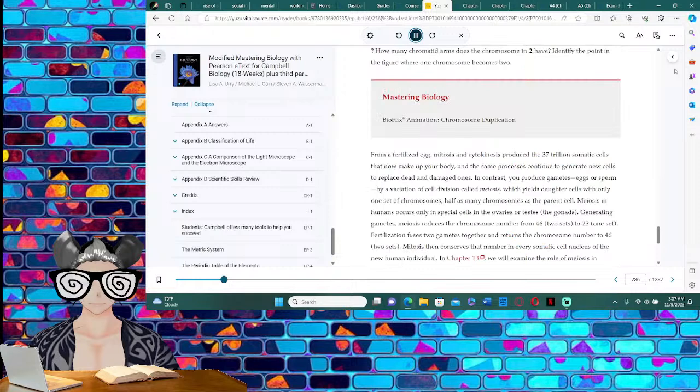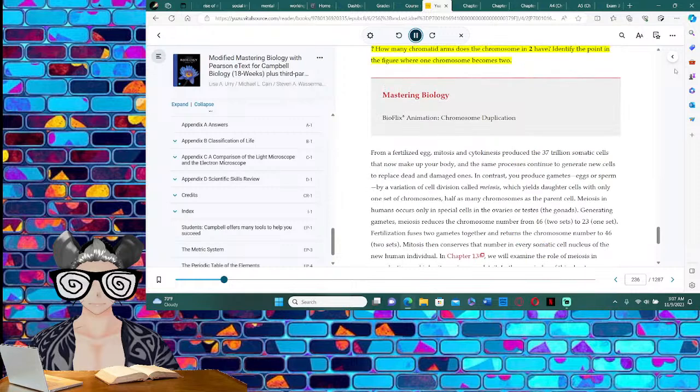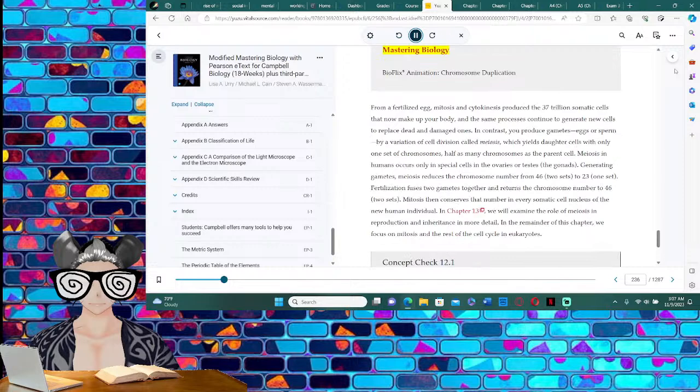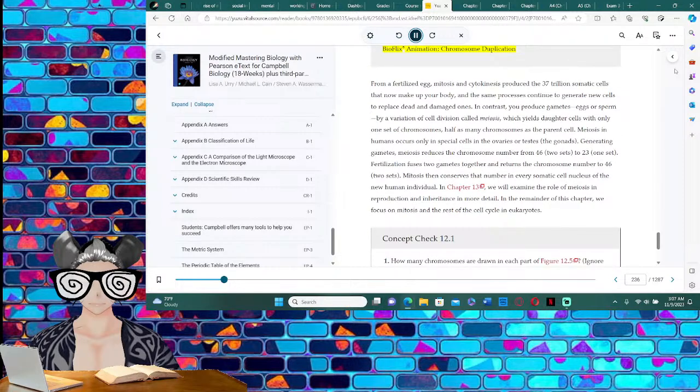Figure 12.5 Full alternative text. How many chromatid arms does the chromosome in step 2 have? Identify the point in the figure where one chromosome becomes two. Mastering Biology. BioFlix animation: Chromosome duplication.